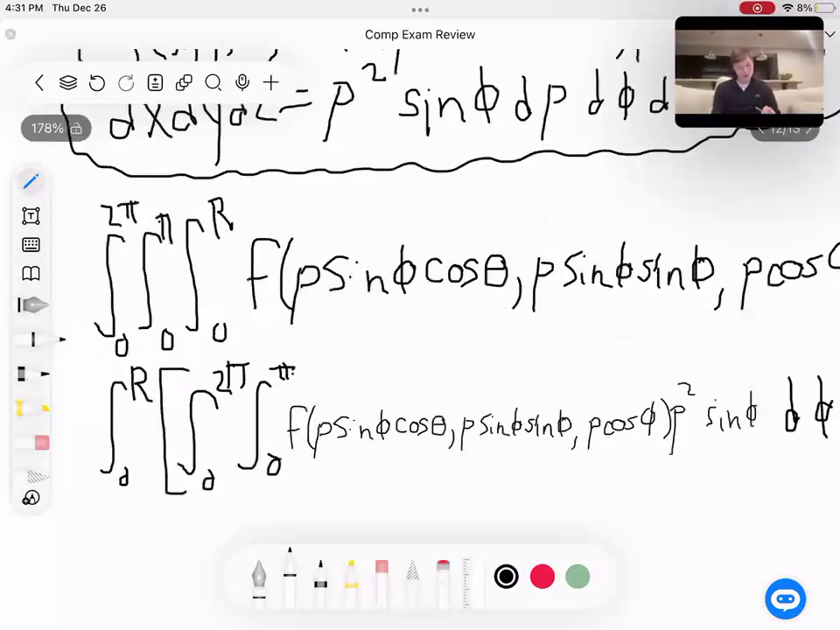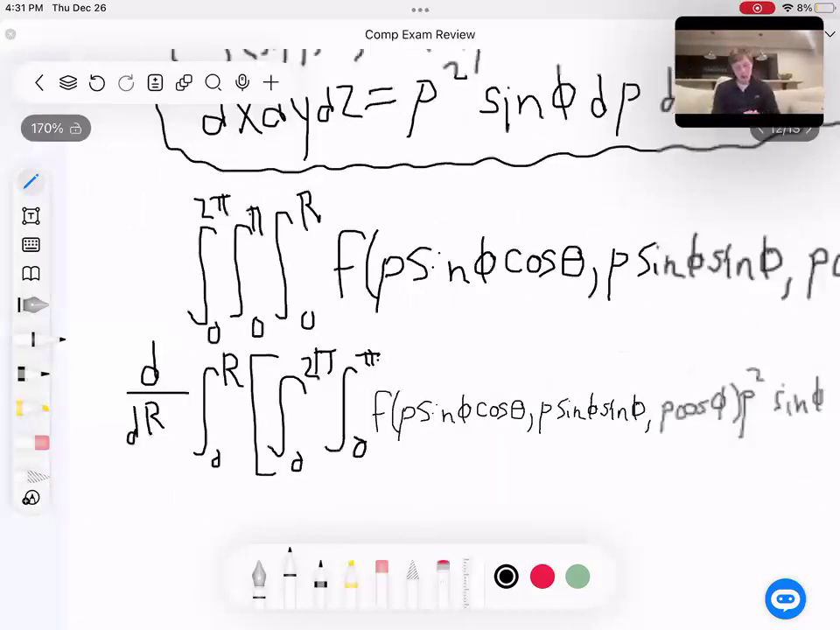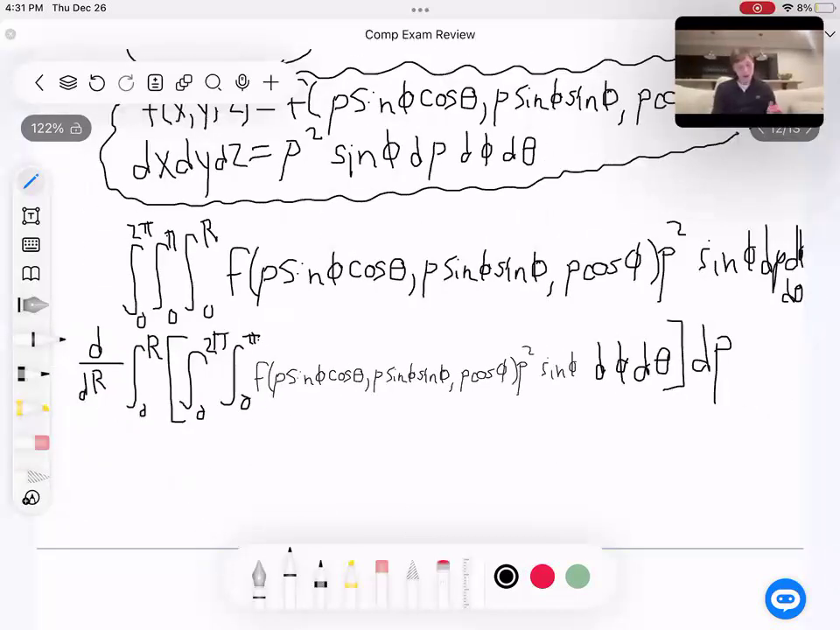And remember that we're actually taking d over dR of this whole thing, right? Now, this is where the Leibniz rule comes in. Because if we're taking the derivative and the variable is also in the bound, we can actually just substitute it into this equation. So it's actually going to be the integral, and because this is with respect to rho, we replace all of the rho's with R. And it's as easy as that.